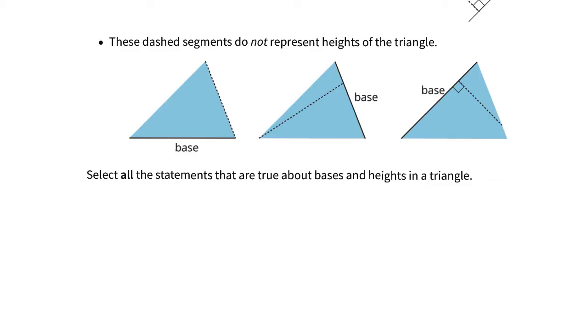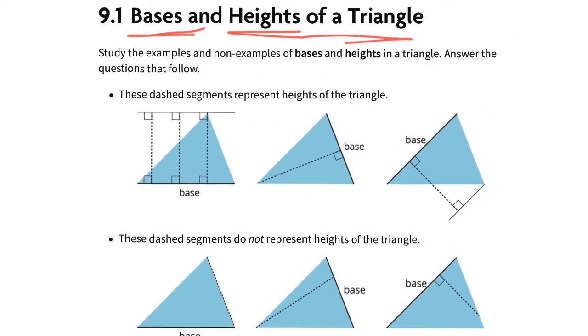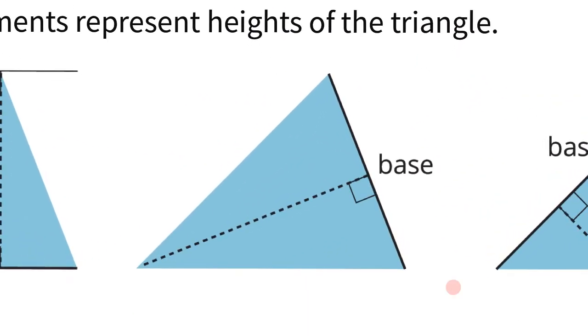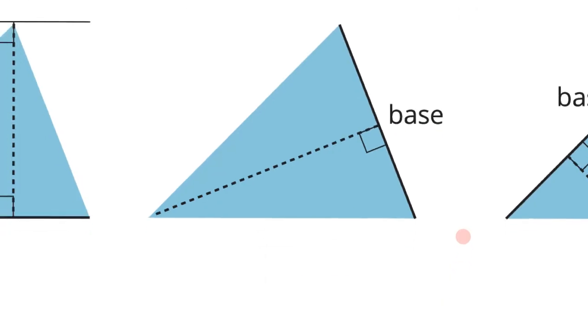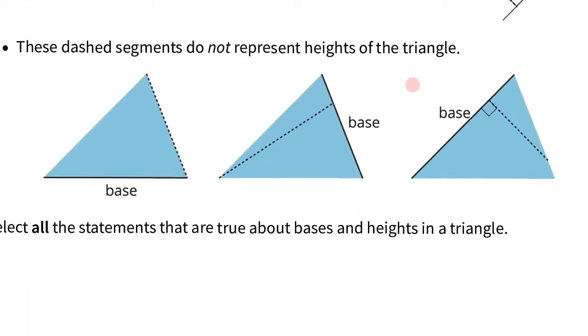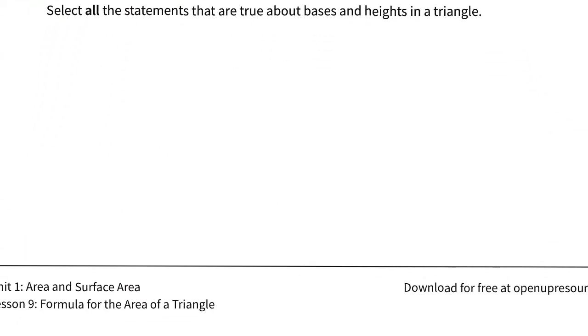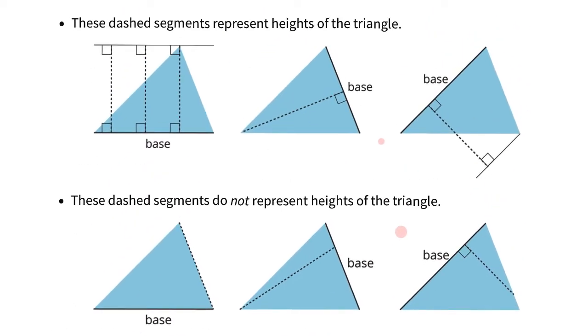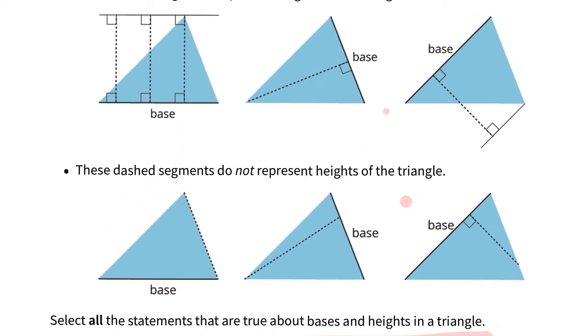And by the way, when they're talking about bases and heights, they're saying the base is the solid line, and the height is that corresponding dashed line. So right here you can see that that's the base and that's the height, and that's how they're indicating it. So as we zoom out, now we're supposed to find all the statements that are true about these pictures up here. Okay, so let's go.